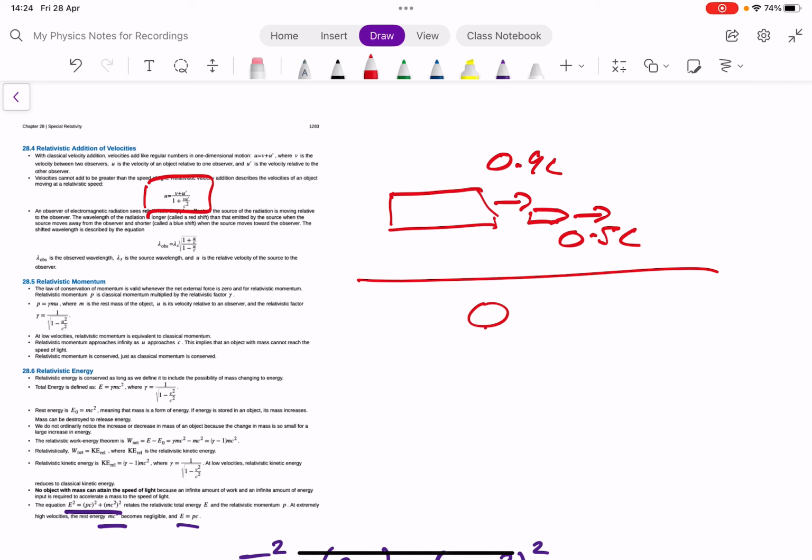Now, an observer on the platform watching all this going on, while being very astounded, would also probably classically think that this object would be moving at, well, 0.9 plus 0.5 c, so 1.4 c, nearly 1.5 times the speed of light. That is not allowed. So we can't just add velocities like we would classically. We have to have an equation, which is the one you can see in the red box.